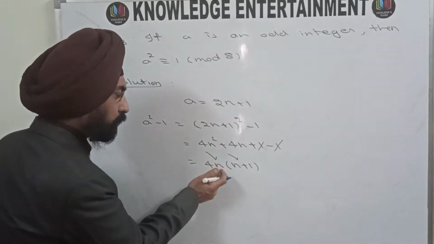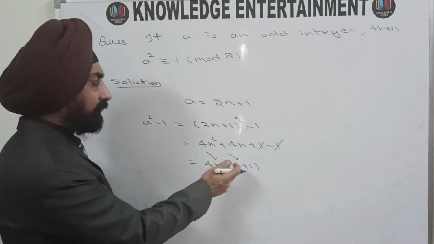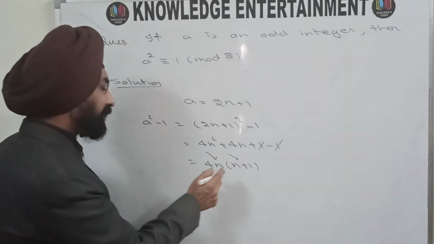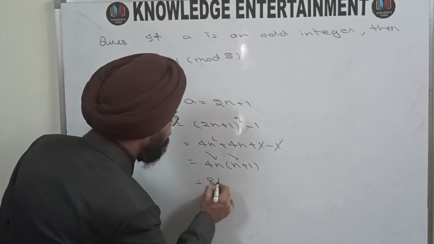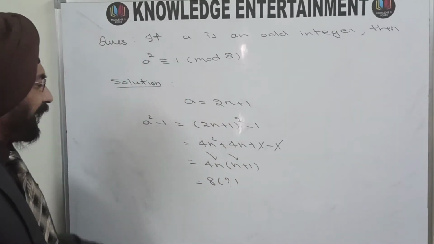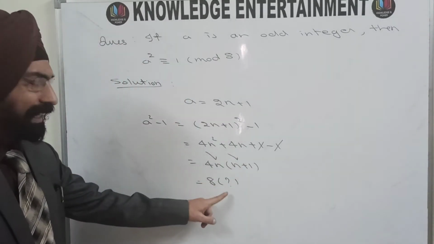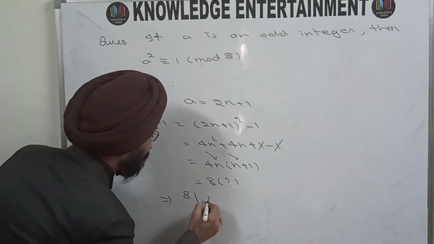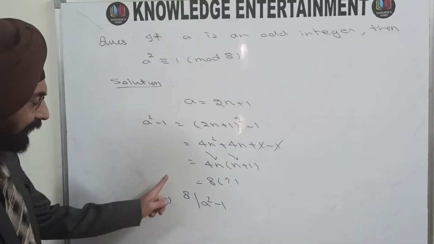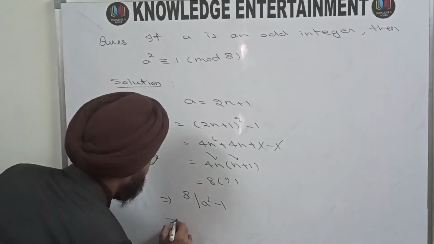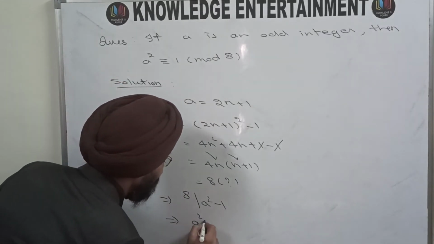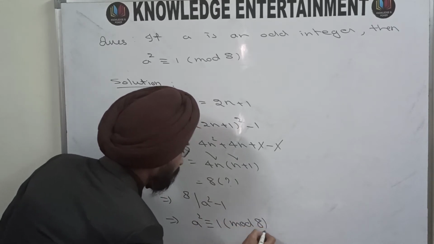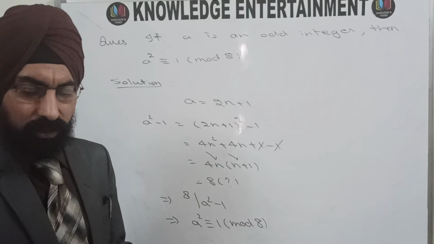If this is divisible by 2, you can write 2k here. If it is divisible by 2, you can write 2k here. So in any case, it will become 8 times something. And a square minus 1 is 8 times something, meaning 8 divides a square minus 1. And 8 divides a square minus 1 can be written in a congruence equation like a square is congruent to 1 modulo 8. So it was the third question of the day.